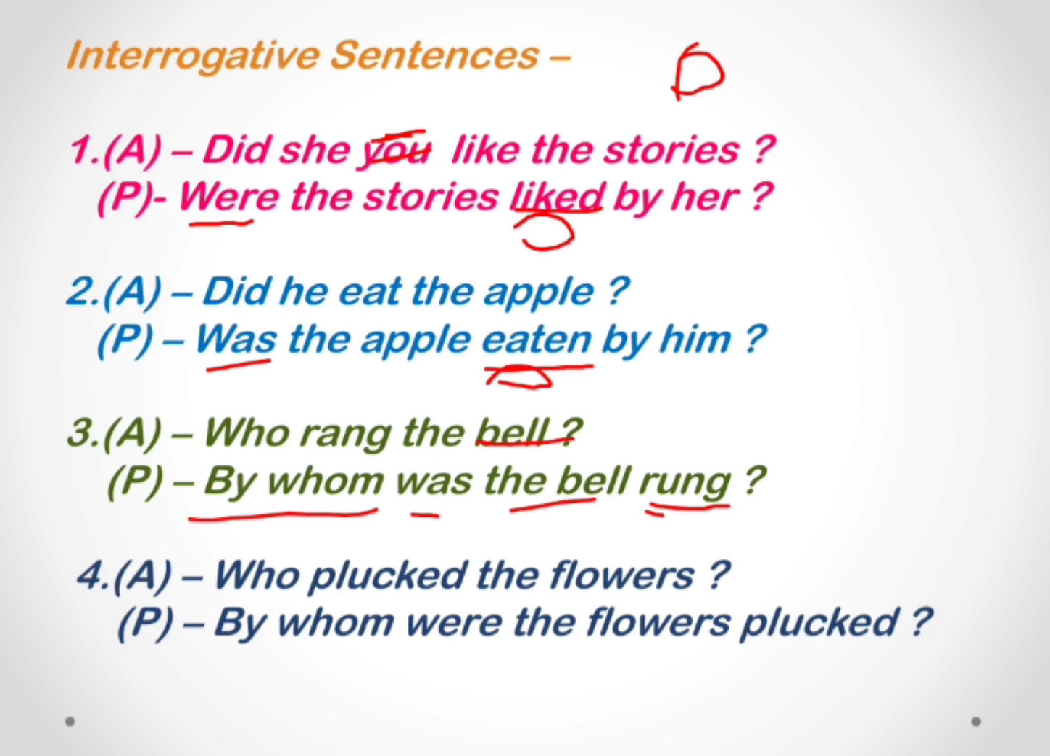The next sentence. Who plucked the flowers? So, flowers is the plural form. Who is there. So, we use by whom in the passive voice. Flowers is plural form, so we use the plural be verb, were. By whom were the flowers plucked?